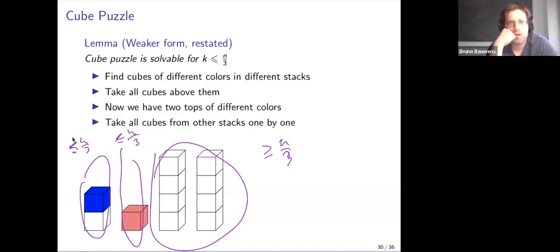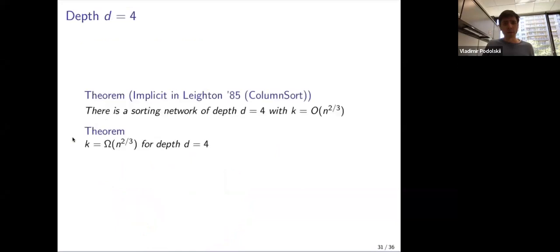Okay, what I can do now is this. For depth 4, actually the upper bound was kind of known. It was not stated explicitly, but if you look at Columnsort of Leighton, it is a recursive way to sort, and you can observe that it's basically just a sorting network of depth 4 with k equals n to the 2/3. So it was known.